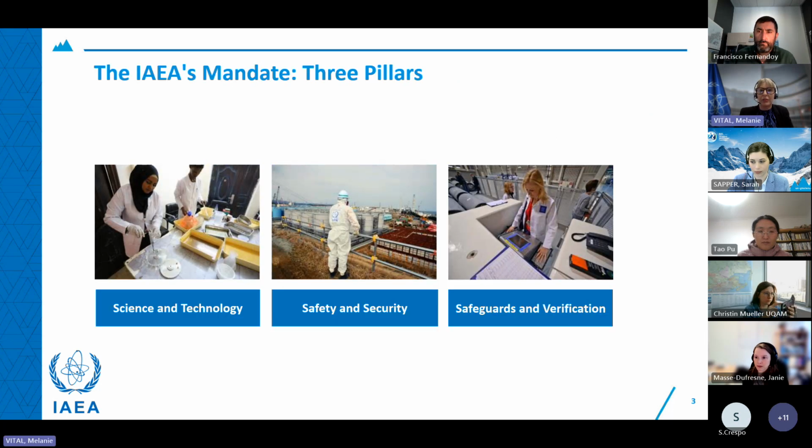The IAEA has 3 pillars. Of course, the most known are safeguards and verification, and safety and security, but also, which is less known, science and technology. Thank you for joining. I see there are more participants joining, and I am now presenting the IAEA and the IAEA mandates. In our case, we fall under the mandate and the pillar of science and technology.